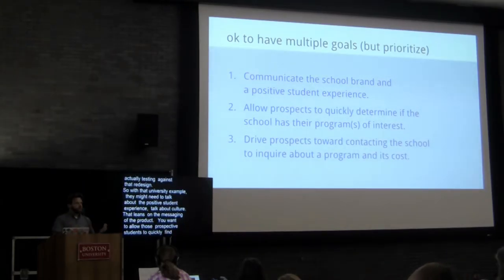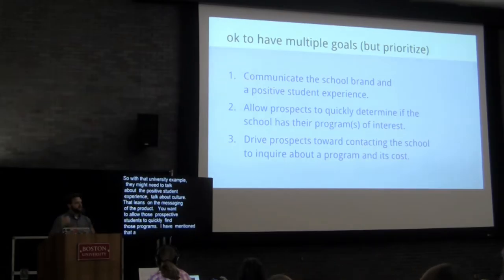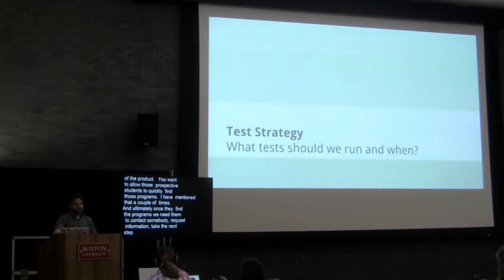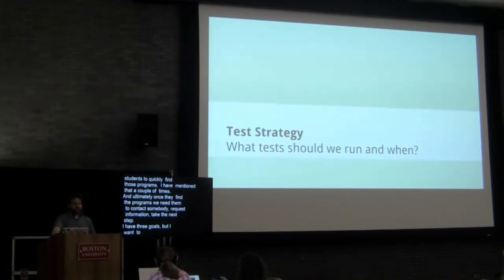And then ultimately, once they find those programs, there's another goal of we need them to actually contact somebody or request information and take that next step. So I have these three goals, but I want to make sure I'm prioritizing them as well. So how do I put together a test strategy?